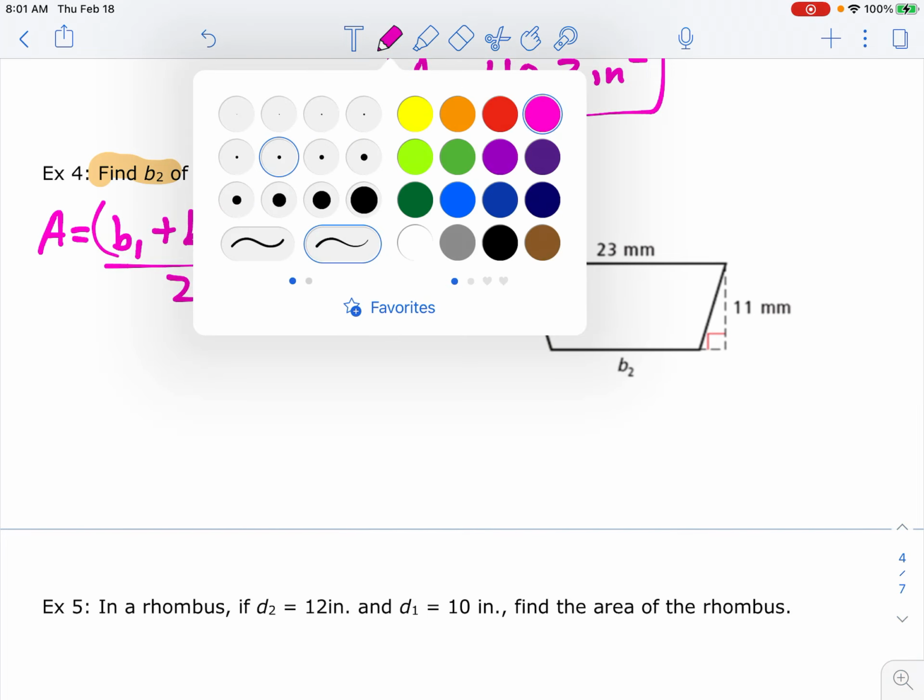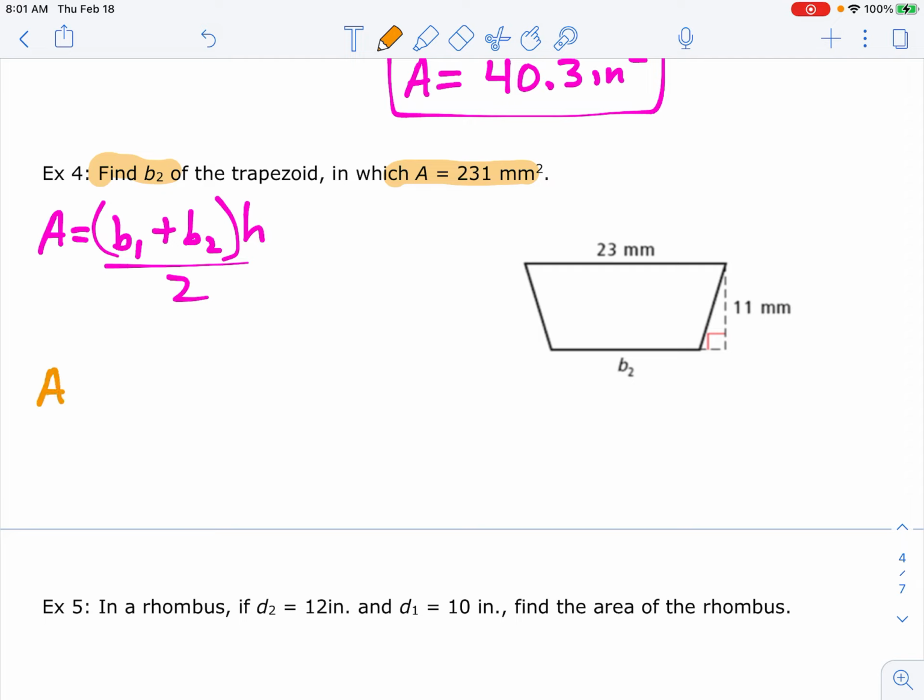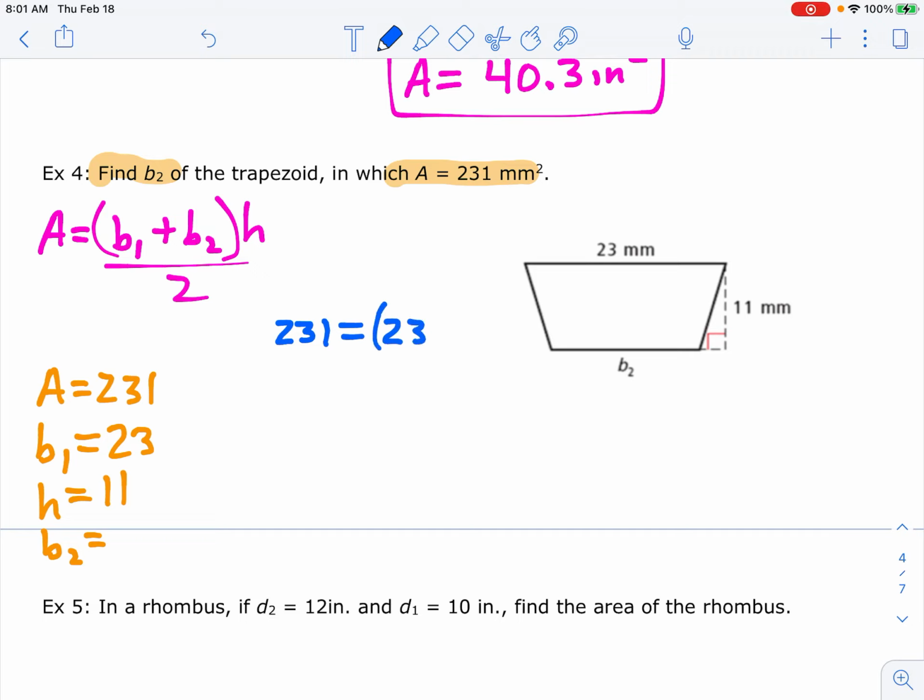Now I'm going to look at my picture and I'm going to identify a couple of things. I know in this question they gave me the area of 231. I notice in my picture B1 looks like it's 23 and the height is 11. It wants me to find B2. So I'm going to plug these pieces into that formula where they go and then solve it. So here we go. I have 231 in for A. For B1, I'm going to put 23 plus B2 times the height. The height was 11, and I'm going to divide that by 2.